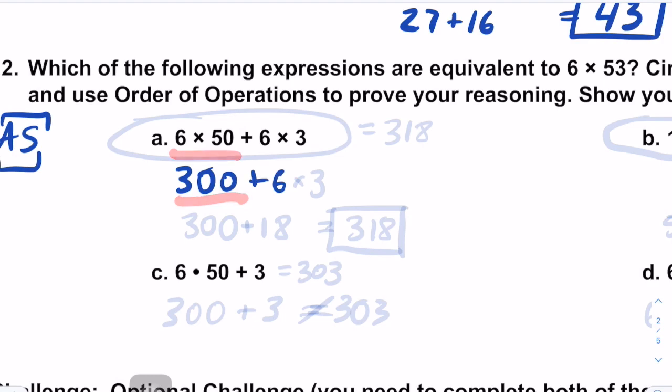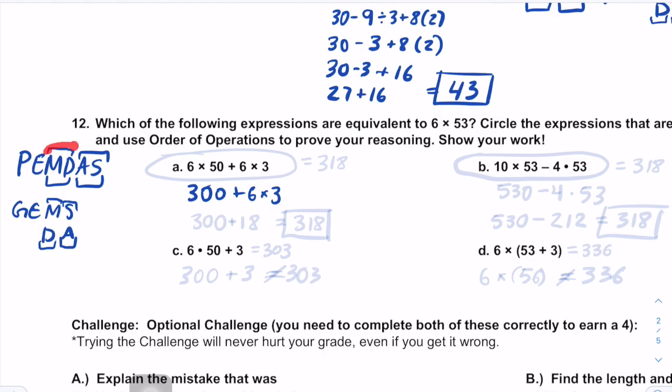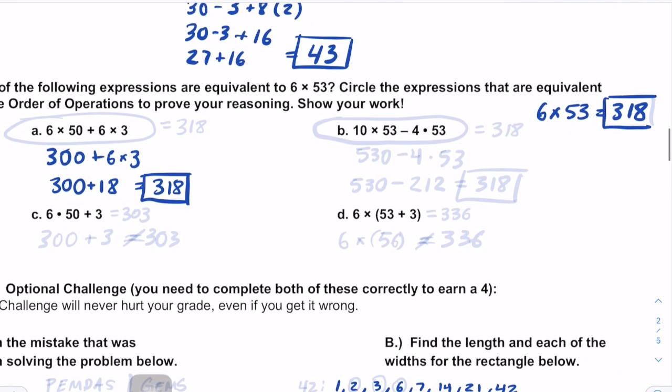I can rewrite the rest of this. I also see that 6 times 3 is the next multiplication operation, and I can solve for that, which gives me 18. At last, I'm left with just simply addition, and I can add these two together to get an answer of 318. This tells me that it is equivalent to what we were looking for, and it does say to circle the expressions that are equivalent, so I will go ahead and circle this expression.